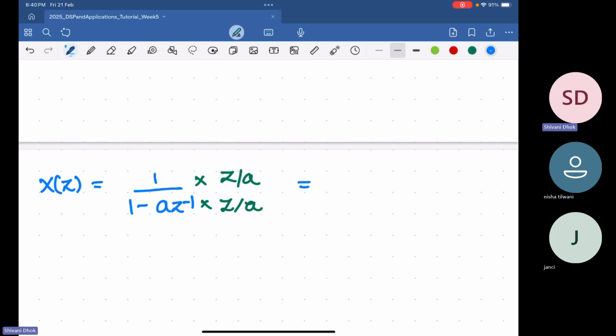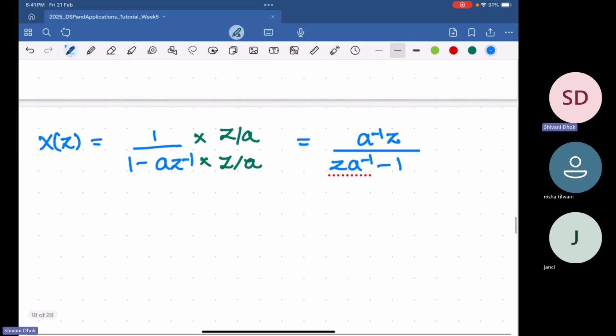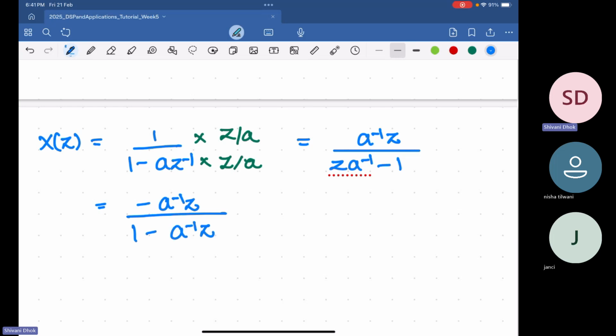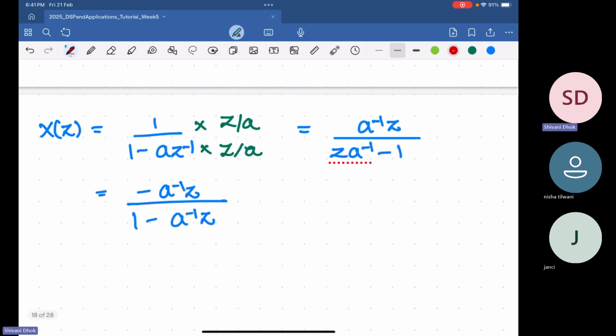So what we will get, in the numerator we will get A inverse Z, and in the denominator what will we get? We'll get ZA inverse minus 1. Now this we can also write as minus A inverse Z upon 1 minus A inverse Z. Okay, now just focus on this part. Forget whatever is there on the right hand, forget this negative sign, and just focus on this part.